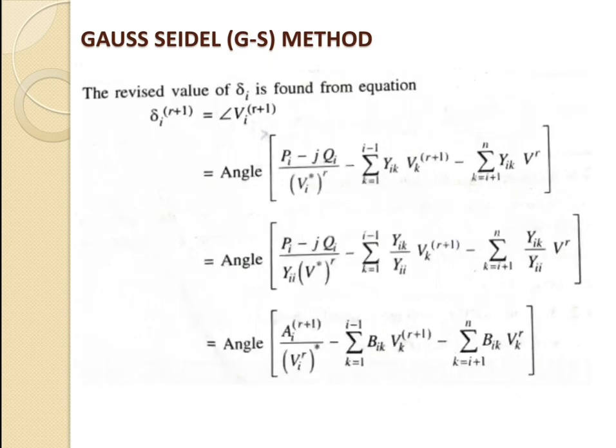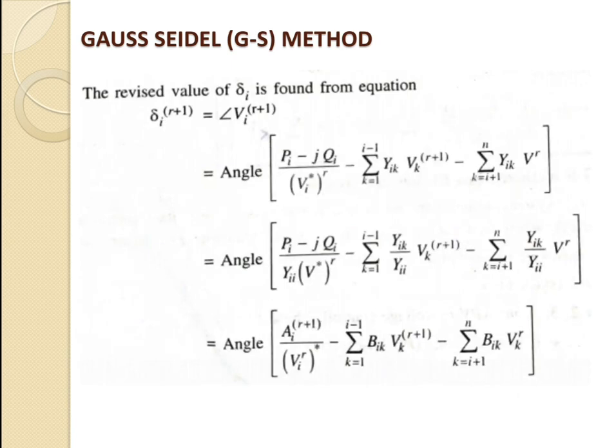The revised value of delta can be found, and we will get the equation delta i raised to r plus 1, that is equal to the angle of Vi raised to r plus 1. So this is the equation for the delta i. The angle of Pi minus jQi over Vi raised to star, minus summation of k is equal to i plus 1 to n Yik into V raised to star.